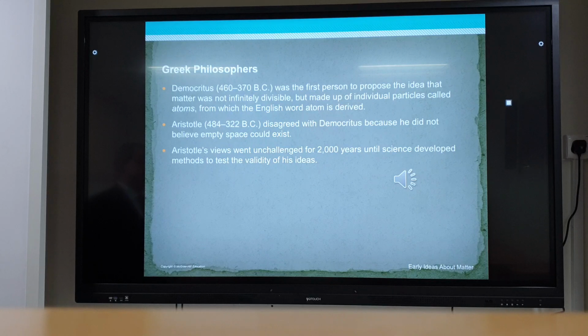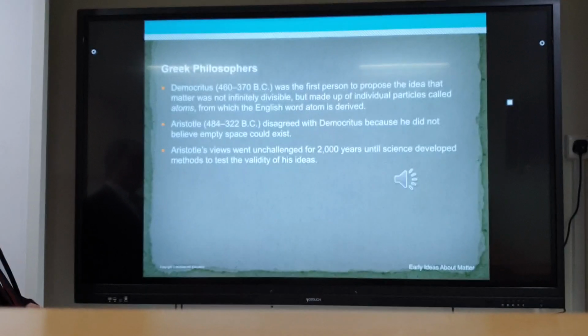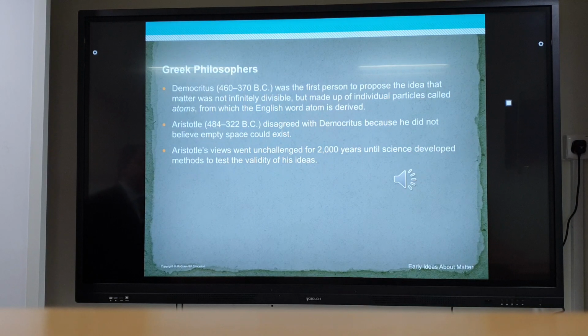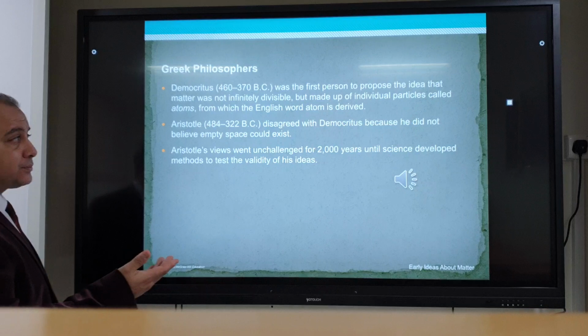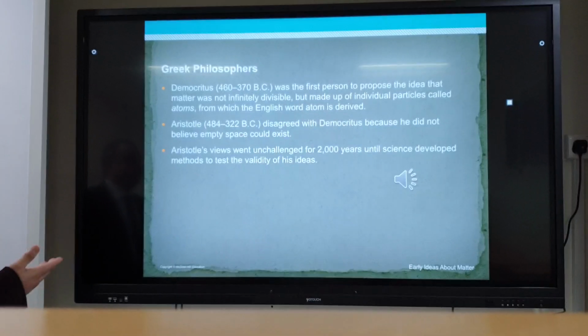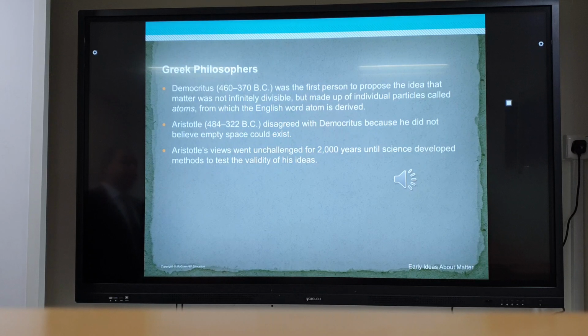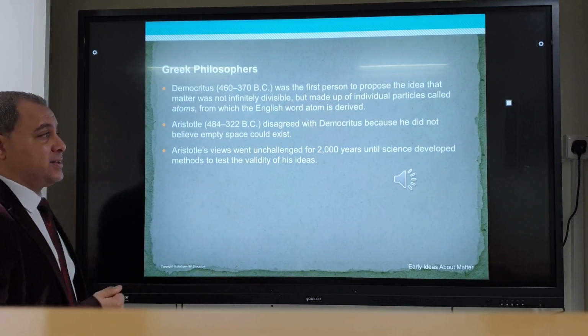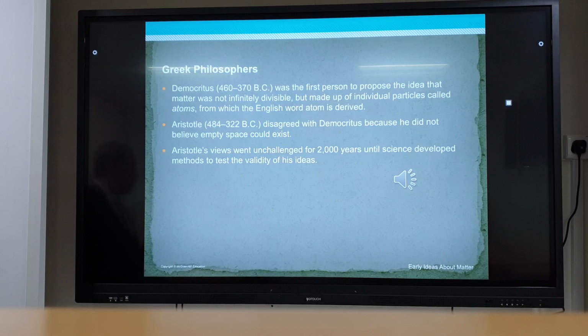Democritus, from 460 to 370 BC, was the first person to propose the idea that matter was not infinitely divisible but made up of individual particles called atoms, from which the English word atom is derived. Aristotle, from 484 to 322 BC, disagreed with Democritus because he did not believe empty space could exist. Aristotle's views went unchallenged for 2000 years until science developed methods to test the validity of his ideas.